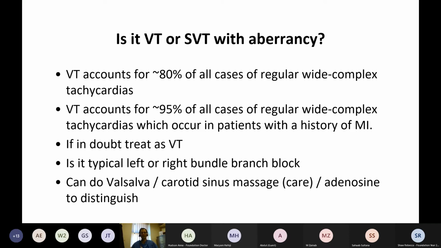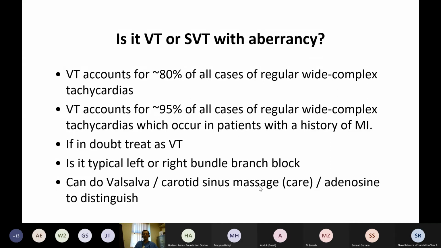Now, your VT could be originating close to the bundle of His. So it could be originating close to the left or the right bundle, and that might be why it looks typical. So it doesn't guarantee you, but if it is typical, it raises the possibility that it's an SVT with aberrancy. And we can do things like Valsalva maneuvers.